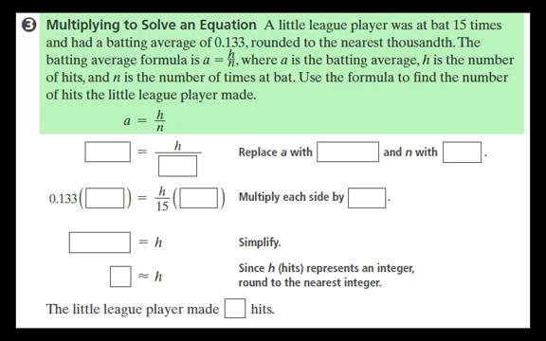For number 3, we're going to be multiplying to solve an equation. A Little League player was at bat 15 times and had a batting average of 0.133.